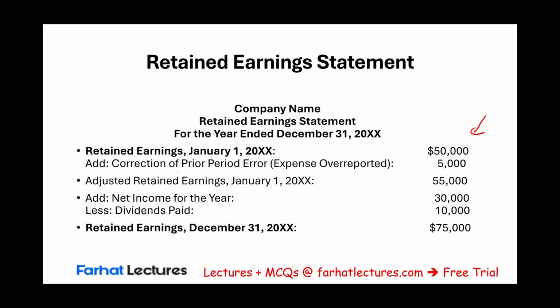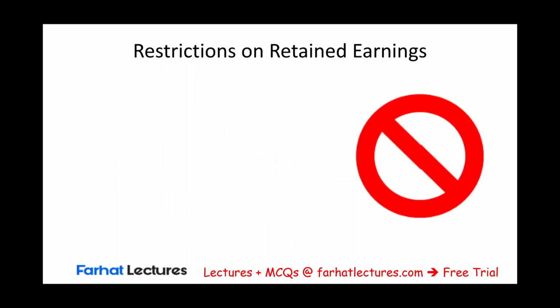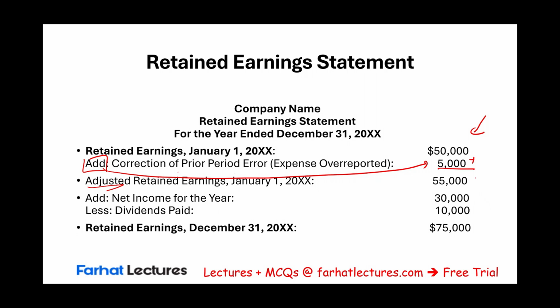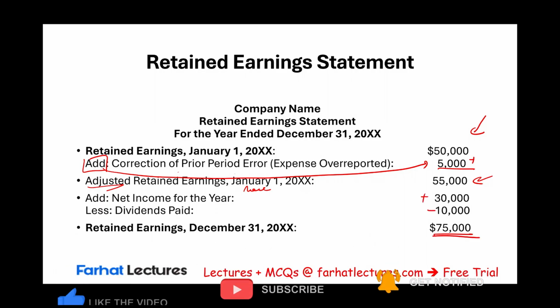So what do we have to do? We have to add 5,000 to retained earnings. So the new retained earnings is 55,000. Now this is the new adjusted beginning retained earnings. Then we add net income minus the dividend, and the ending is 75,000. So something else that could affect retained earnings is correction of a prior period error. That could be a math error, misapplication of GAAP, some sort of an error.